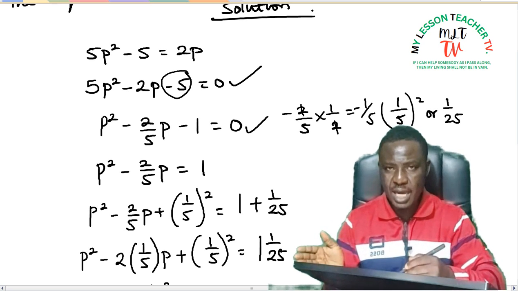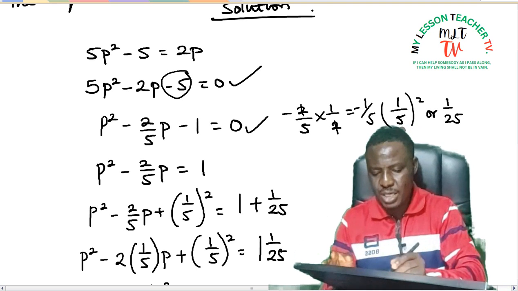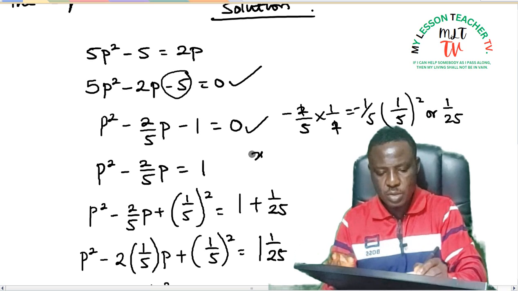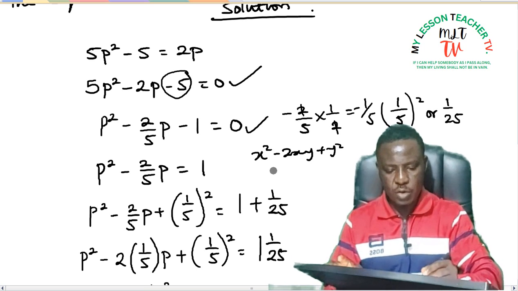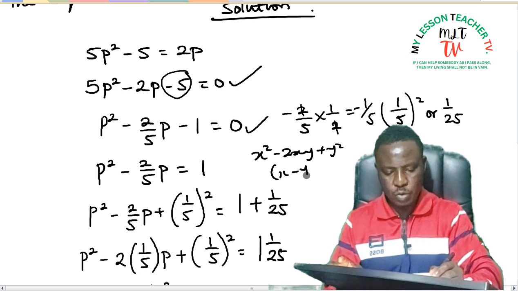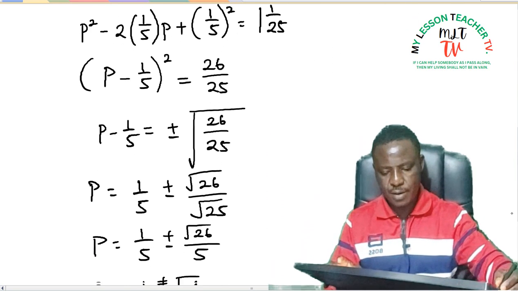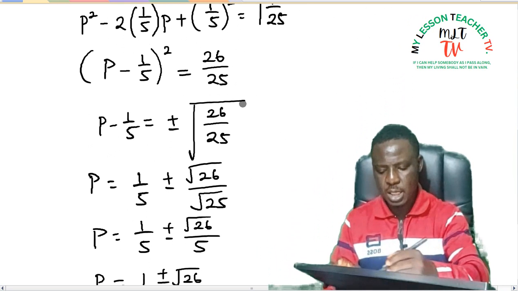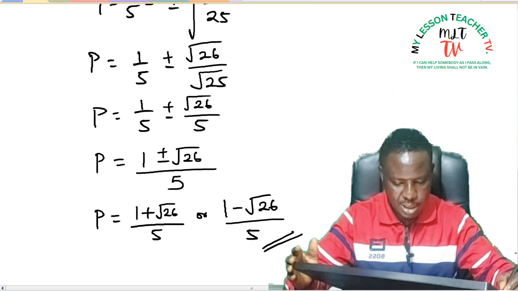Then you have to make the left-hand side a perfect square, which I have already showed you must be in the form of x squared minus 2xy plus y squared, and then you factorize. You factorize it into (x minus y) all squared, and then you simplify by finding the square root of both sides, and then you simplify. So that is how you can get this.